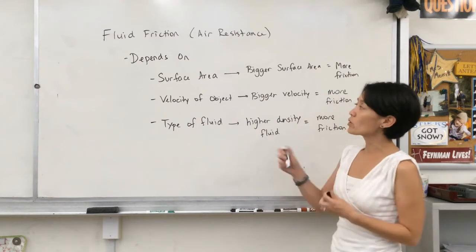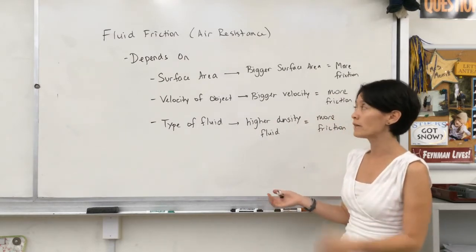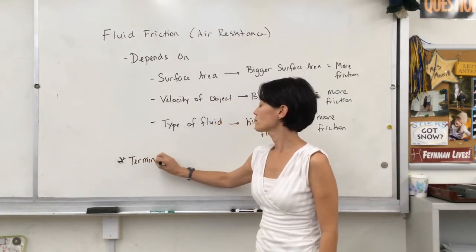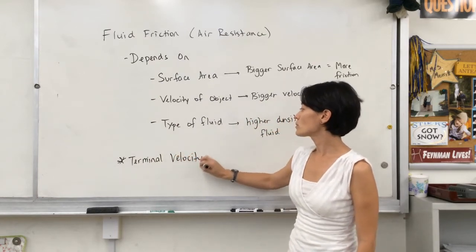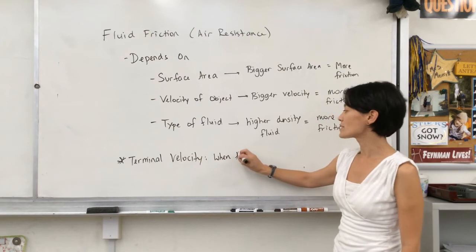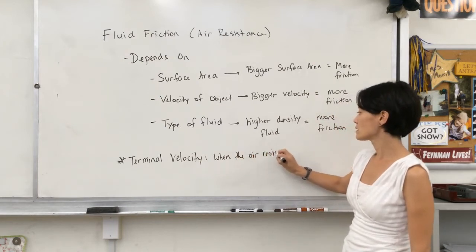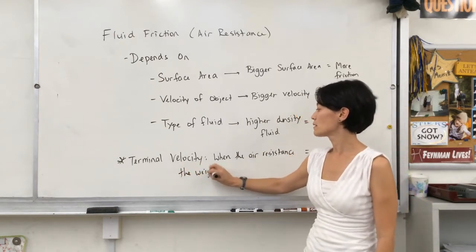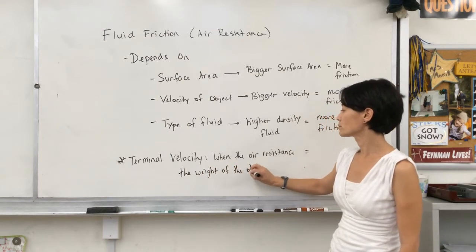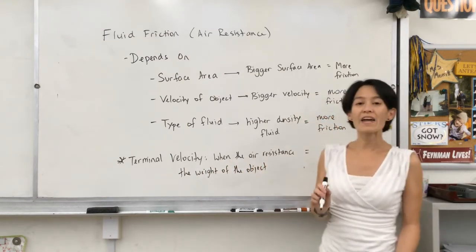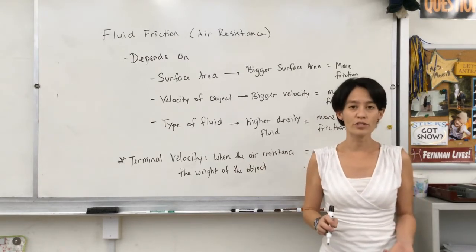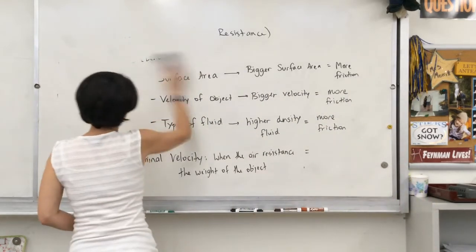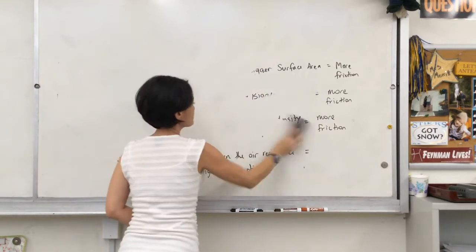The one thing that goes with this idea of fluid friction is the idea of terminal velocity. Terminal velocity is when the air resistance equals the weight of the object. When that occurs, there's no longer a net force, and so there's no longer an acceleration. I want to diagram this out for you.